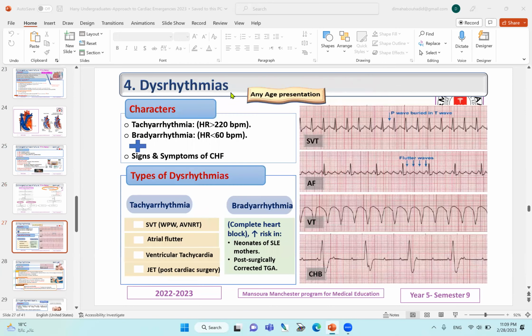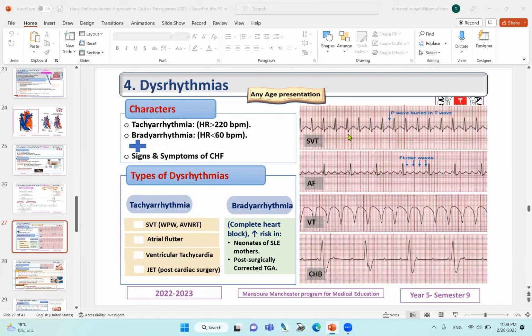The fourth presentation is arrhythmia. Arrhythmia may be tachyarrhythmia with heart rate more than 220 beats per minute, or bradyarrhythmia with heart rate less than 60 beats per minute, with signs and symptoms of congestive heart failure. What are the types of arrhythmias affecting babies? This occurs at any age of presentation: neonate, infant, or childhood.